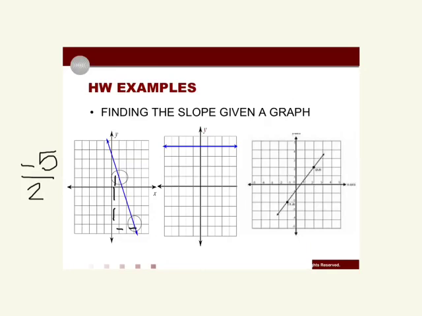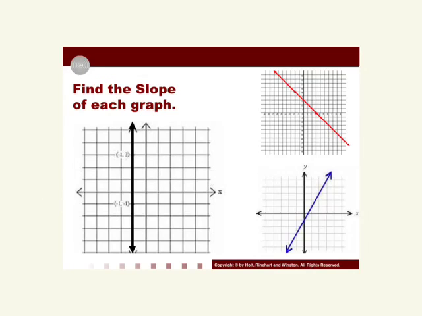Now the second one we know is just a horizontal line. Well, that's easy. It's just 0. For this next one, we go up 4 and over 3. So 4 over 3. I would pause and try these yourselves, but we're also going to go over these ones as well.